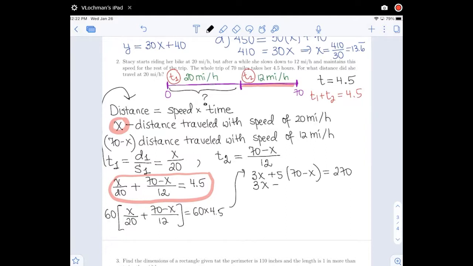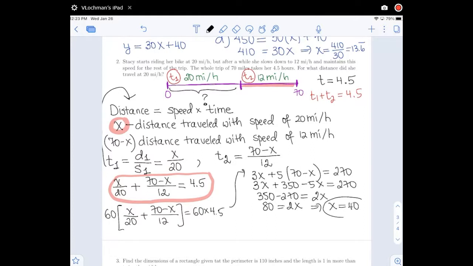3x plus, what's 5 times 70? That's 350 minus 5x. That's equal to 270. I'm going to move all the numbers to the right. So 350 minus 270, and then 3x minus 5x, that's negative 2x. So it will be positive 2x on this side. That gives us 80, x on the other side. 80 is equal to 2x. x is equal to 40.